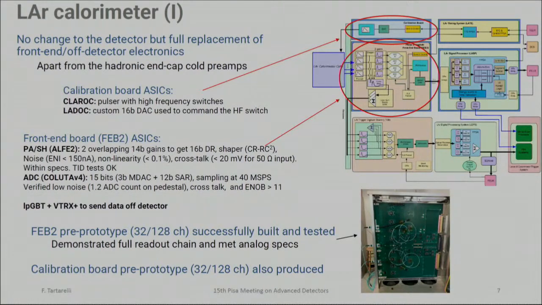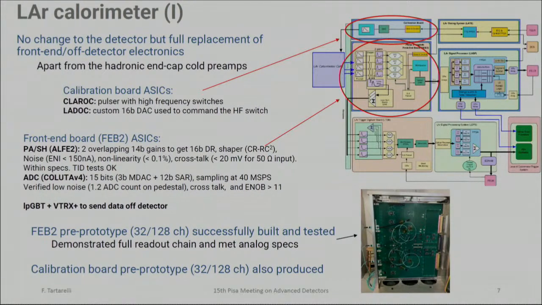It's followed by a shaper, and has been verified to have low noise, good low nonlinearity, and also low crosstalk. This is all within specification, and also the radiation tests are okay. This is followed by an ADC, a 15-bit ADC, sampling at 40 megasamples per second. And again, here we have verified low noise, low crosstalk, and the desired ENOB.